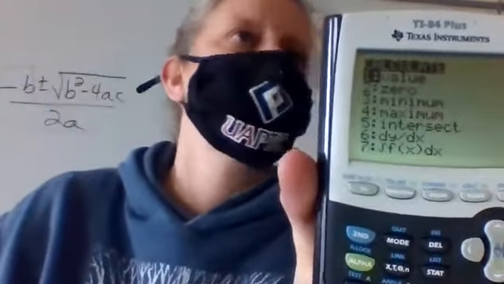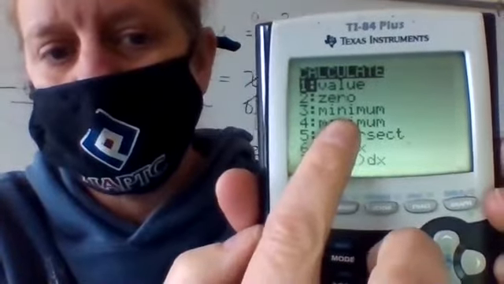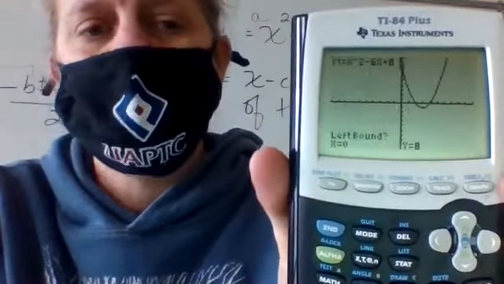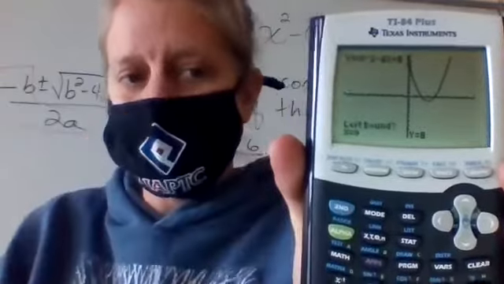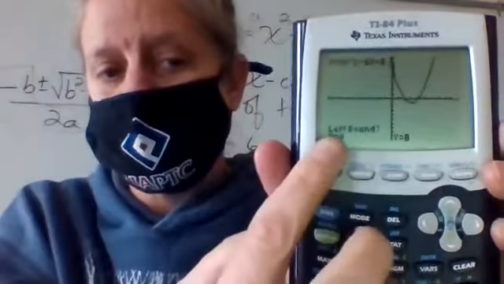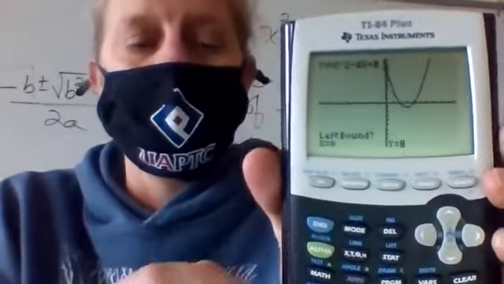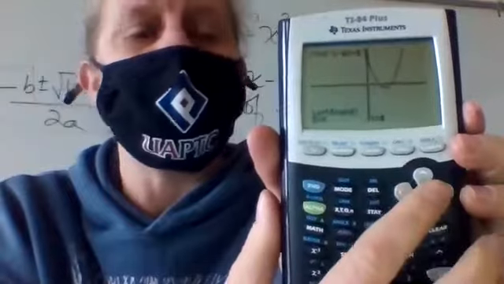See it? So I want to tell it that I'm going to find the minimum. So go down to number 3 and hit enter. Now it's going to ask me 2 questions. The first thing it's going to ask me is, is my cursor on the left side of the parabola? So you move your cursor with your left and right arrows.